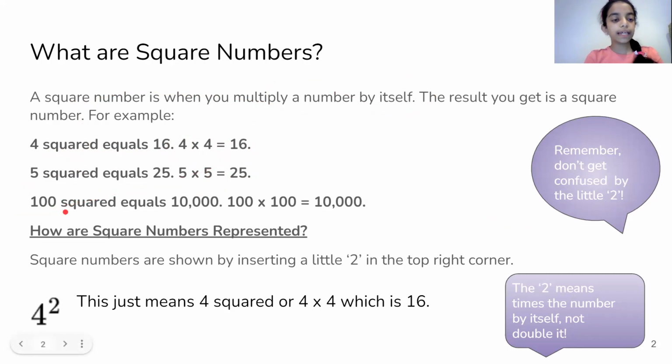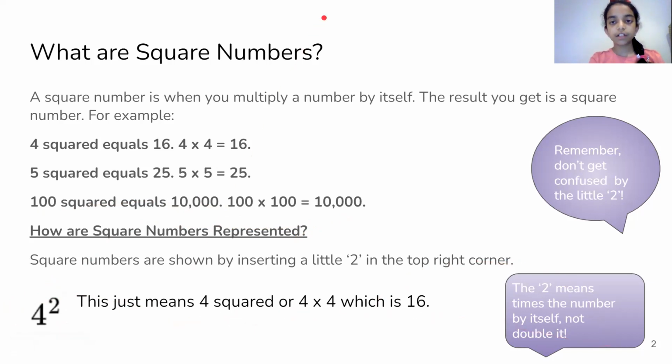So let's look at something a little bit more complex. 100 squared equals 10,000. 100 times 100 equals 10,000. So how are square numbers represented? Square numbers are shown by inserting a little 2 in the top right corner because you're multiplying 2 numbers together. So this is asking us to do 4 squared, which is 4 times 4, which is 16.